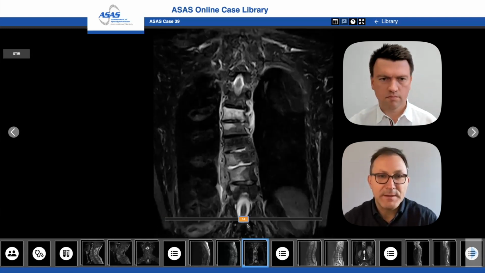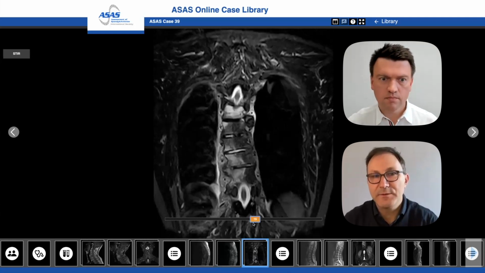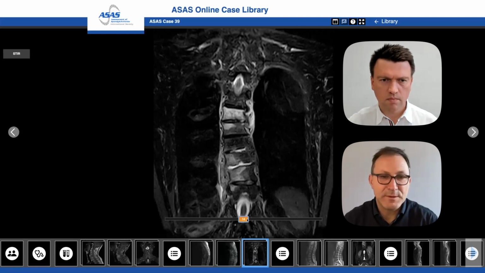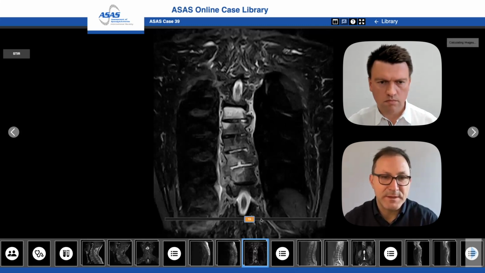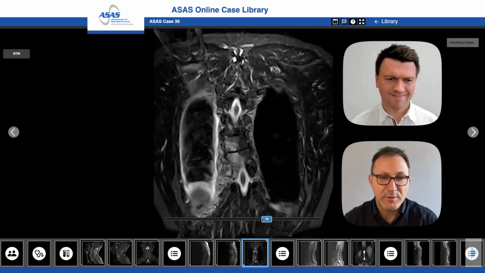lesions in the coronal slice orientation, and this is now a STIR sequence. So that means that this is coming up due to the increased water content. We see there is bone marrow edema in most of these vertebral bodies. You can see also the fluid in the nucleus pulposus, which is normal, and there's also some soft tissue component here outside of the vertebral bodies surrounding the costovertebral joints. Also, I see here there's a little bit of pleural effusion.